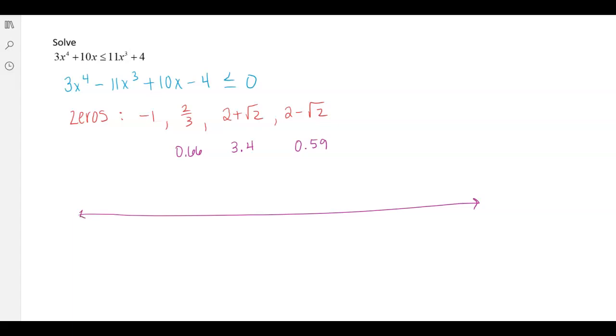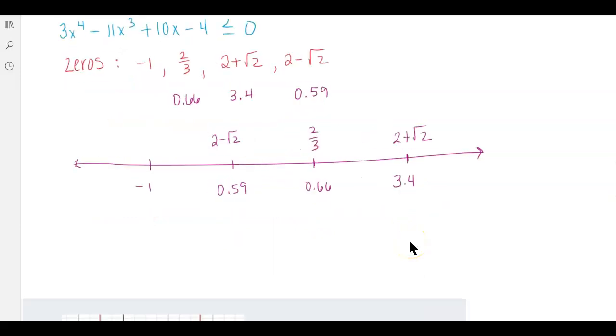So when I break the number line up to test the intervals, I'll have negative 1 first. Then we'll have this one. This is the 2 minus square root of 2, 0.59. Then we'll have, I know these aren't spaced evenly, 0.66. This is 2/3. I'm just breaking this up so I have room to work. And then this one would be 3.4, which is the 2 plus the square root of 2.